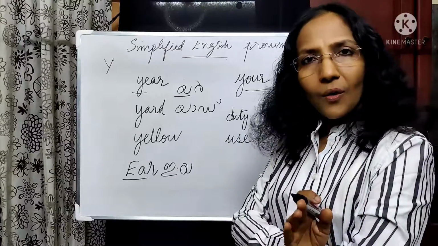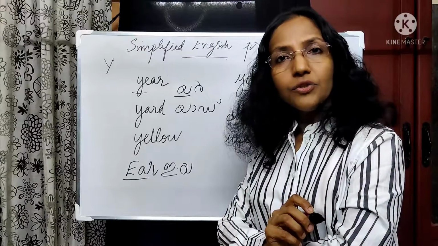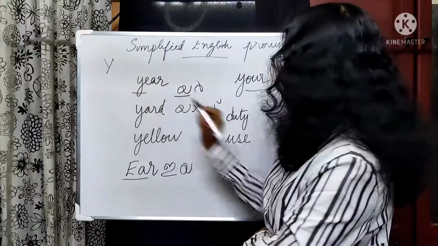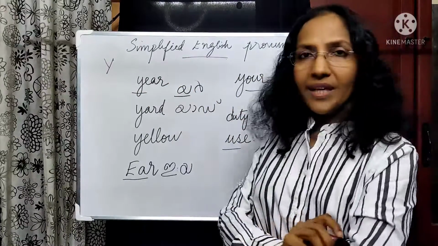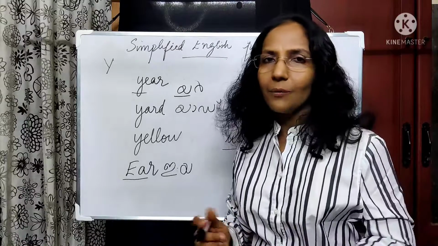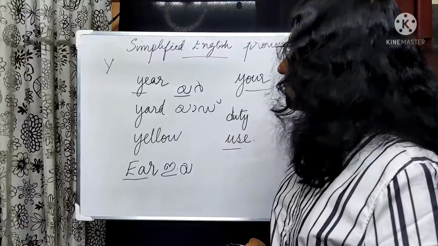Your. That's all. Next it is D-U-T-Y, duty. There we have the sound Y. Here also we have use. That is a sound known to us. That's all. That is the last phoneme.